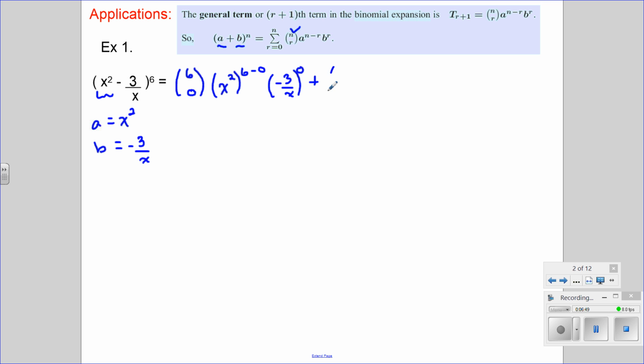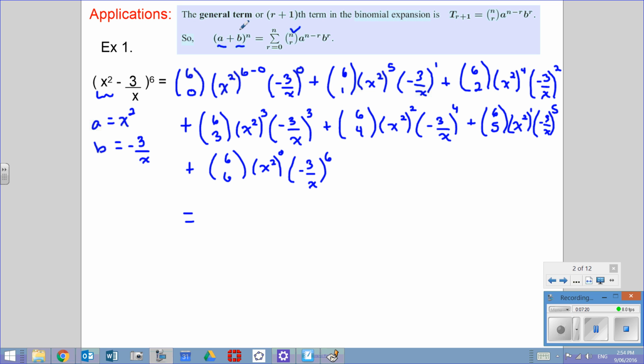With our next term, we'll have 6 choose 1. Our a value of x squared is now going to be to the 6 minus 1, so we drop from 6 down to 5, whereas negative 3 divided by x is going to go up. Again, this is always to the r, so 1. All right, go ahead and continue. Pause here and see if you can continue writing this out all the way through 6, so n equals 6.